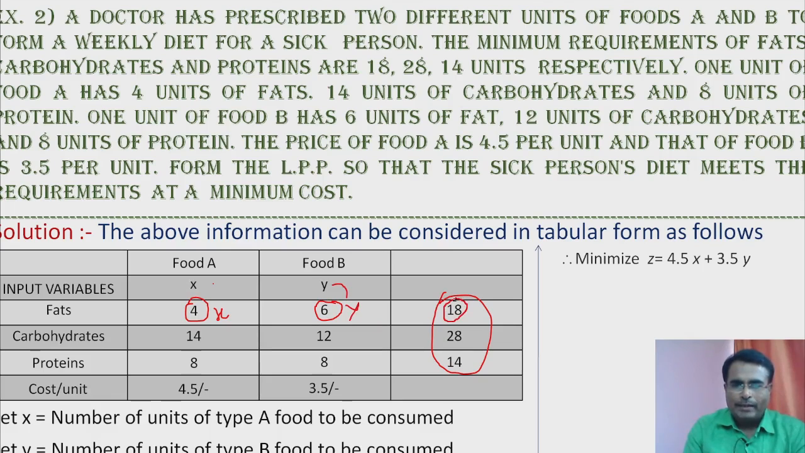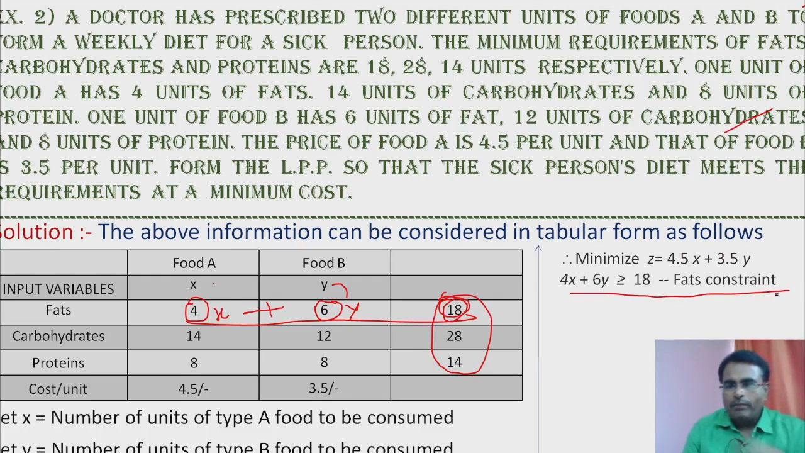So, we require more than that. That's why the first constraint is 4x plus 6y, that should be greater than or equal to 18, because this is the minimum requirement and we need at least 18 units or more. So, your first constraint becomes 4x plus 6y greater than or equal to 18. This is the fats constraint. Similarly, you can consider a carbohydrate constraint.